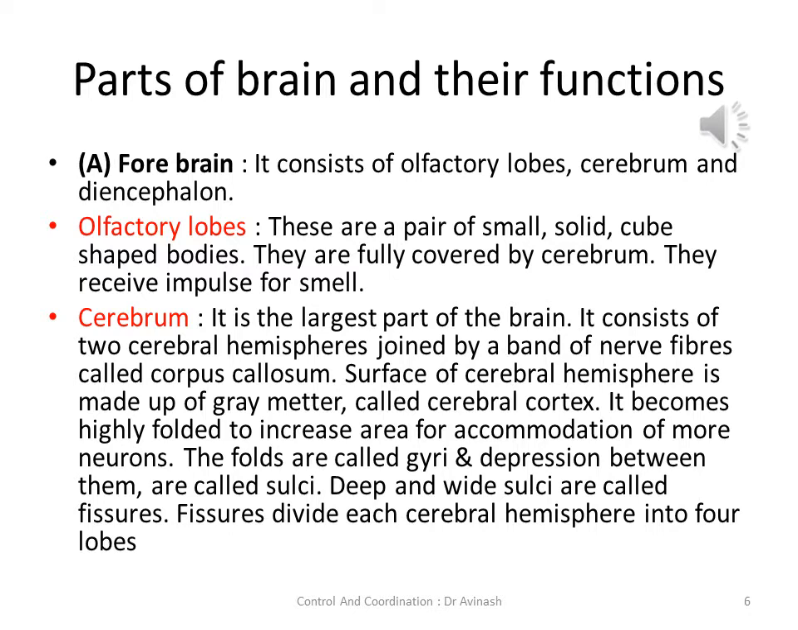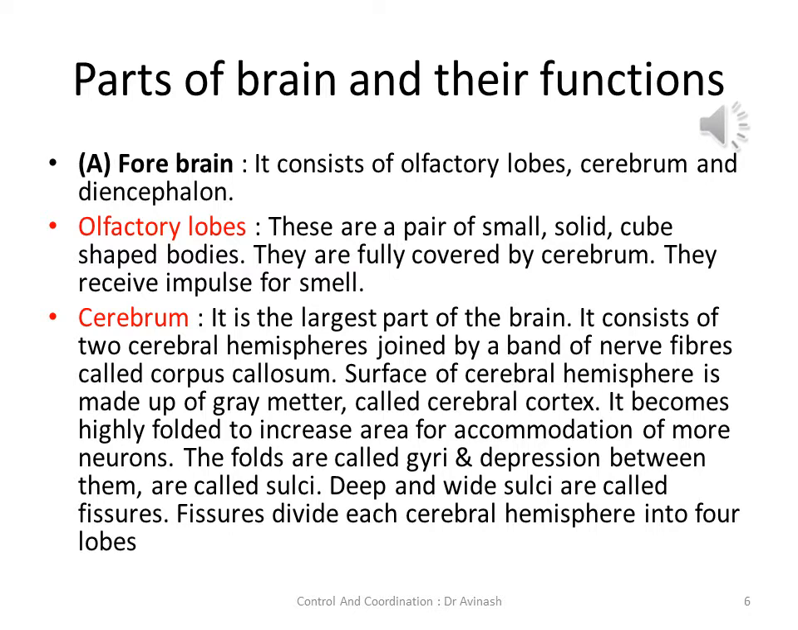The surface of the cerebral hemisphere is made up of gray matter called the cerebral cortex. It becomes highly folded to increase the area for accumulation of more neurons. The folds are called gyri and the depressions between them are called sulci. Deep and wide sulci are called fissures.